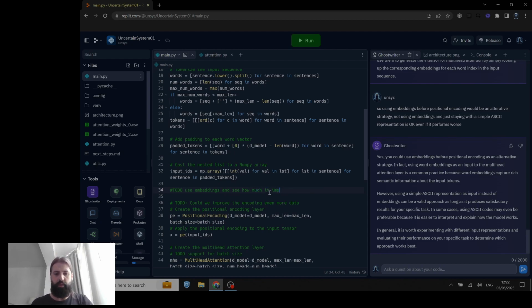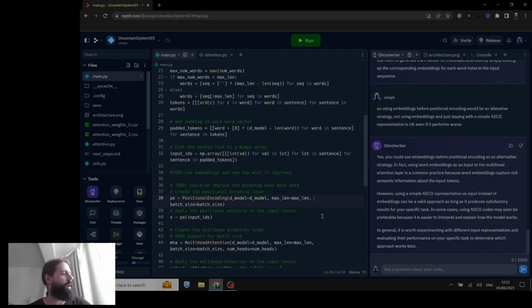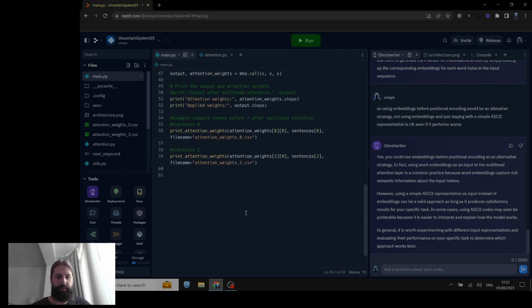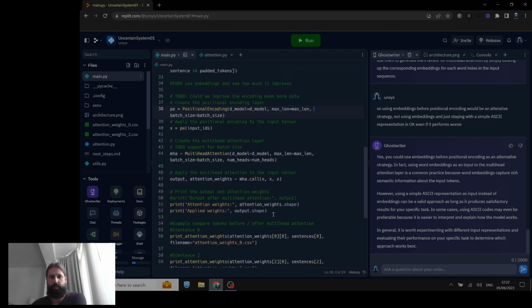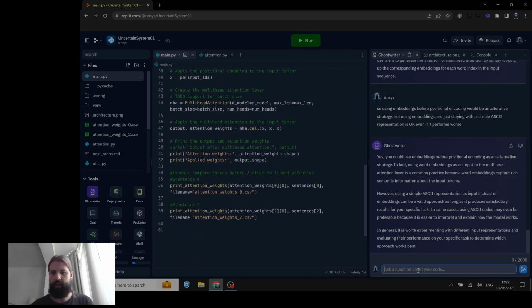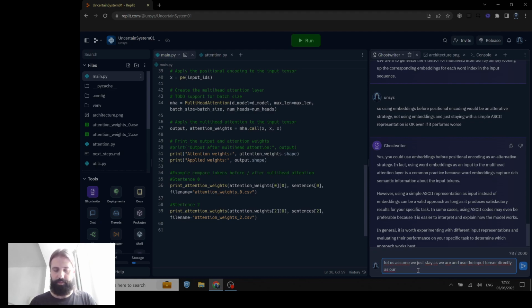It still doesn't solve my doubt about the v vector. Let us assume we just stay as we are and use the input tensor directly as our v tensor.